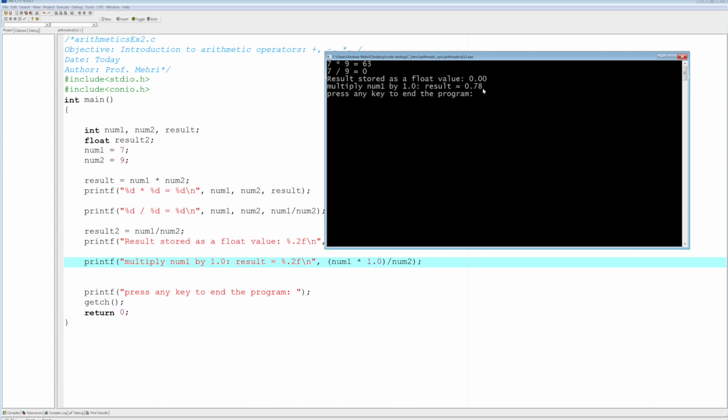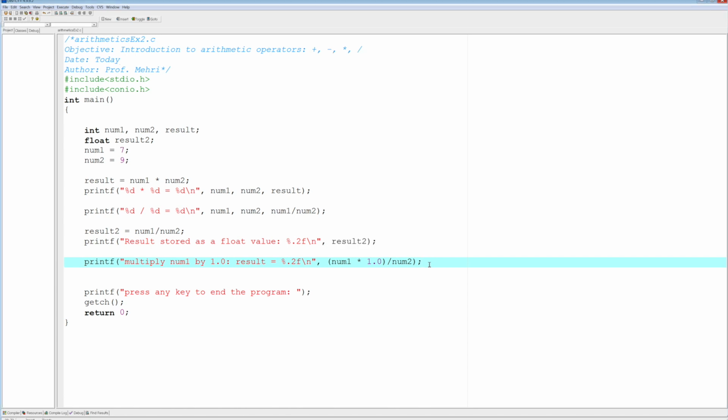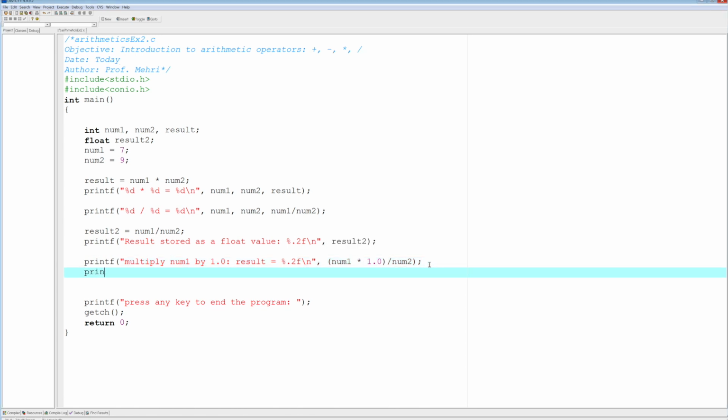All right, so that is the correct result, typically, if you were dealing with real numbers. 7 divided by 9 will give you 0.78. Is there another way to do this? Yes. In printf, we're going to do what we call typecasting num1 into a float. And result equals, and again, %.2f. So we're going to keep it at 2 decimal points, \n.